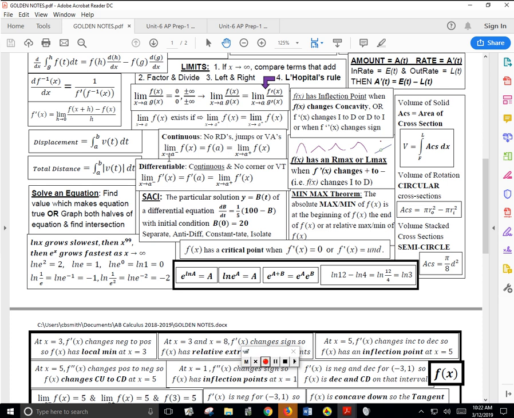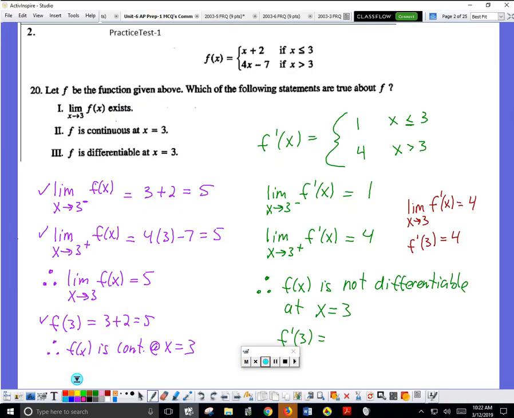Same for differentiable. To be differentiable, I must first be continuous. That's why I underlined it. Also, no corners or vertical tangents. If I can see a graph, that's easy to see. Without one, I need this. So here's what Maddie's talking about, I believe. I'm going to find the limit from the left and the right, and I'm also going to find f of 3. As long as they're all the same, I know the function is continuous. To prove differentiability, you do the exact same thing with the derivative. Notice I'm checking all three. That's what you do.